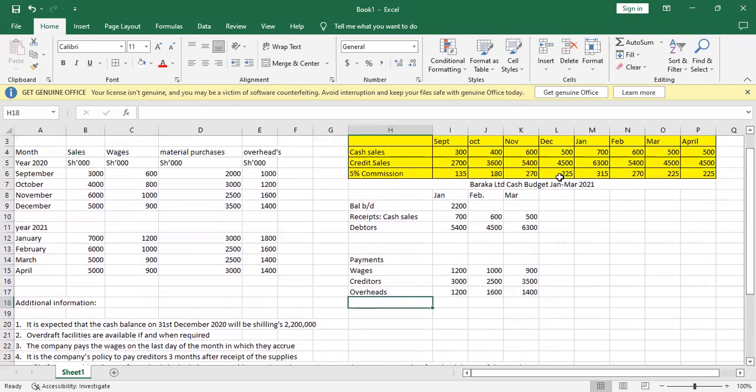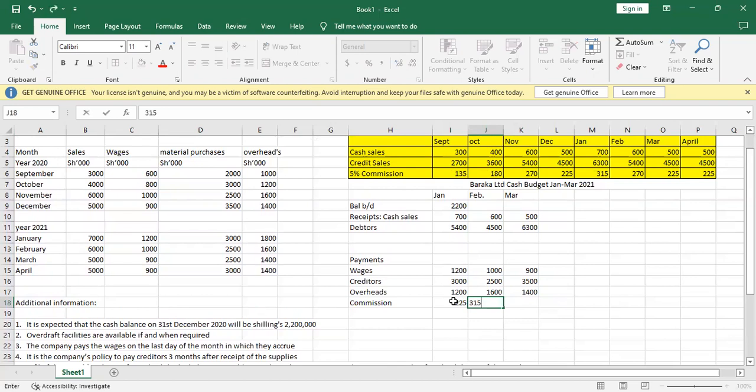So I have commission to mean in the month of January, I'll be paying what was due in December, right? I'll be paying 225. In the month of February, I'll be paying what is due in January, 315. And in the month of March, I'll be paying what is due in February, which is 270. I think that is okay.